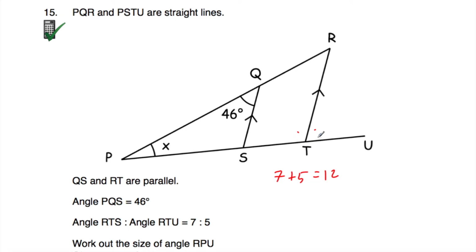And now we know the angles in a straight line add together to be 180 degrees. So if we take our 180 and divide that by 12, how many parts there are? 180 divided by 12 is 15. So there's 15 degrees in one part.